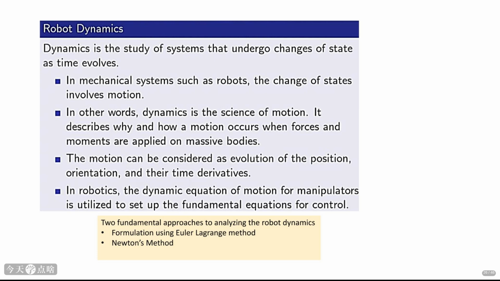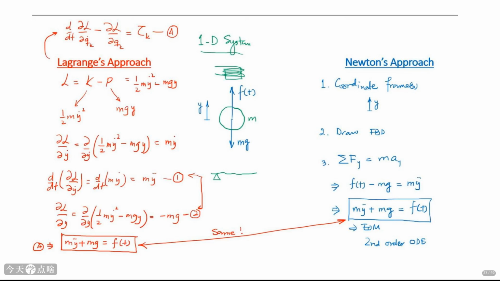There are two main approaches to analyze this: the Euler-Lagrange method, which is energy-based, and Newton's method, which is based on force balance. Let's compare the two methods using a simple 1D system. On the left, the Lagrangian method. We define the Lagrangian L as the kinetic energy K minus the potential energy P. For a simple mass spring system, K equals 1/2 mv squared equals 1/2 m ẏ squared, and P equals mgy. Applying the Lagrange equation d/dt of the partial derivative of L with respect to ẏ minus the partial derivative of L with respect to y equals 0 gives us the equation of motion.